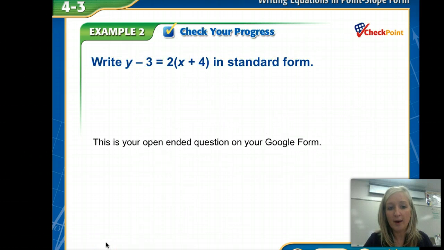All right, so one more you are going to do on your own. It's not a fraction for our slope, but what I want you to do is take this point-slope form and turn it into standard form. This is the open-ended question on the Google form.